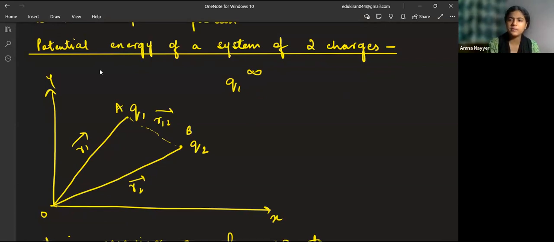Just Q1 is present. So if nothing is present around Q1, on whom will Q1 exert its force? Or just tell me one thing, just answer me a yes or a no. When Q1 is brought from infinity to this particular point A, do you think that potential energy will exist in the system? Or forget about potential energy, just answer me a yes or no.